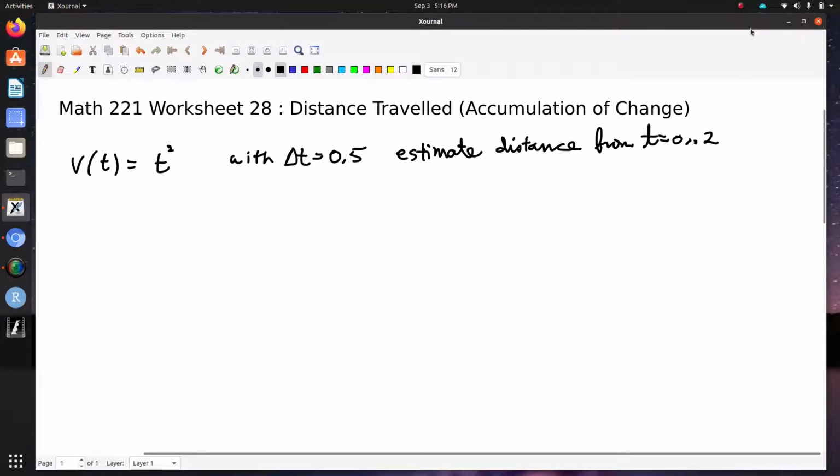Okay. So this type of question gives you an outright formula and a time step and says estimate the distance between two time endpoints. So we start the thing with velocity is 0, and we go to velocity, from time is 0, velocity is 0, and we end up at time is 2, velocity is 4. So we can make ourselves our own little table.